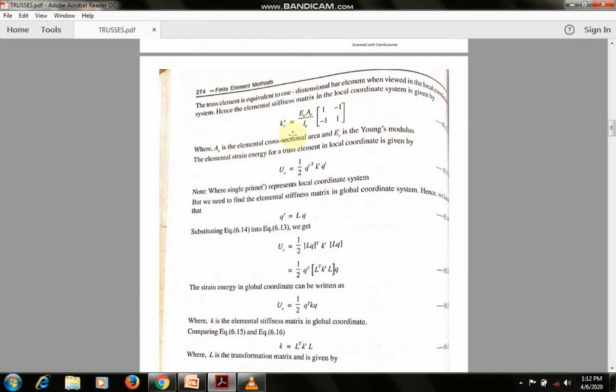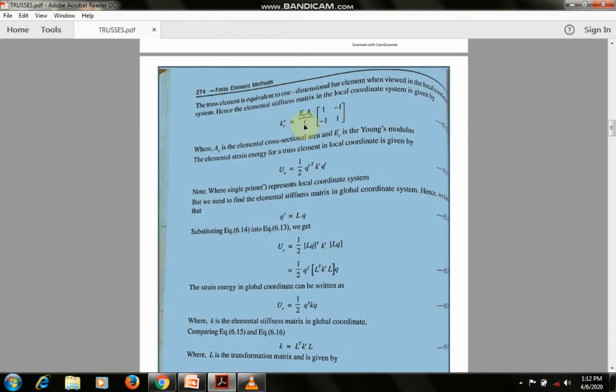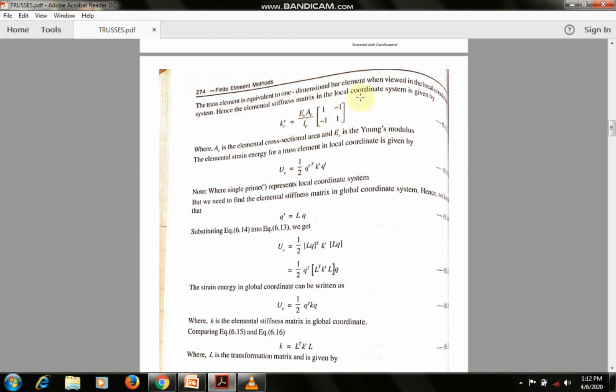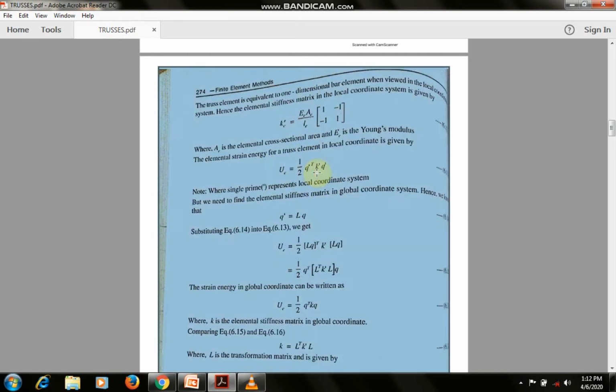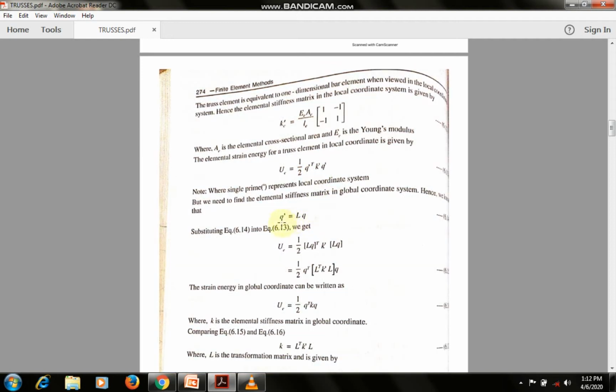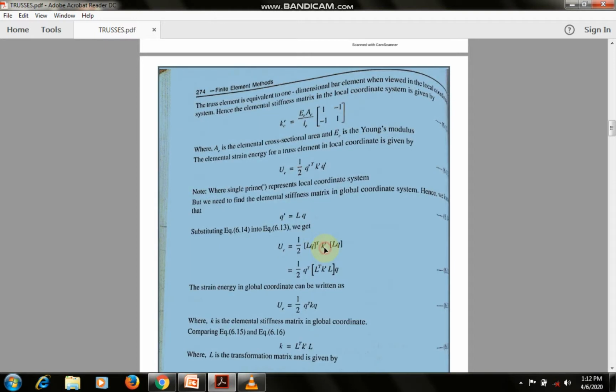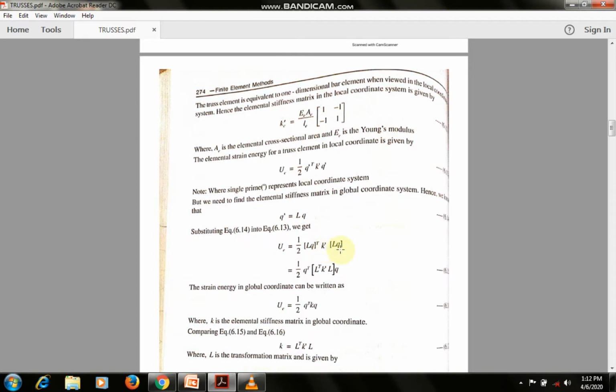Now in the bar element, since the truss element is equivalent to the bar element in the local coordinate, we have the stiffness matrix, this formula. And also we know the strain energy in the local coordinate, we will be using this formula here. Now we have defined q prime is equal to L into q. Now substituting this q prime value in this one, we will be having this formula. Rearranging this formula, I will be getting this final formula here.